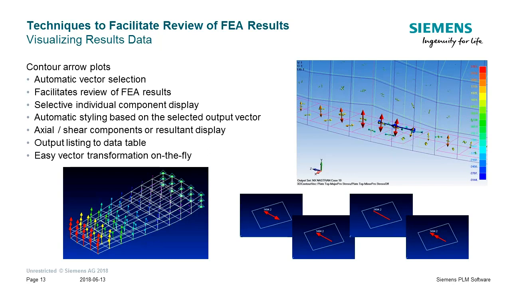Furthermore, individual components can be selectively turned on or off. Display styling is set automatically based on the selected output vector or overridden as desired, and axial and shear components can be displayed or the resultants. Also, output can be listed to the data table, where the data can be evaluated further.